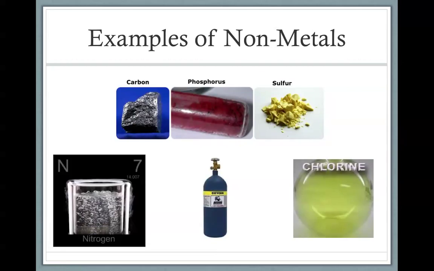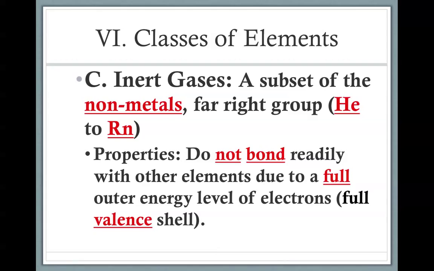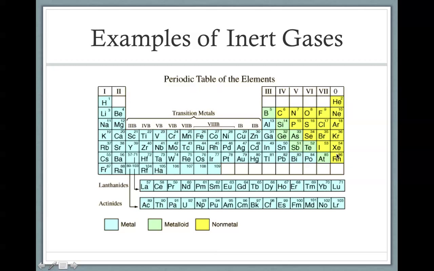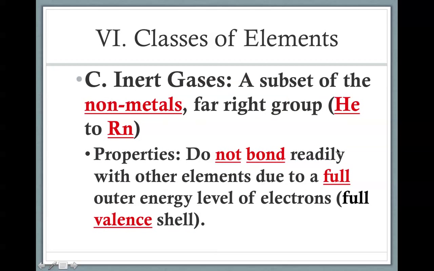So here are some examples. So we've got the deadly chlorine gas, oxygen gas, we've got nitrogen, carbon, phosphorus, sulfur. So inert gases, they are nonmetals, but they're a specific type of nonmetals. Inert gases are only this column. So even though we have nonmetals over here, these are nonmetals, but they're special. They're called inert gases. They don't bond with other elements because they have a full outer energy level of electrons. Their valence shell is full.